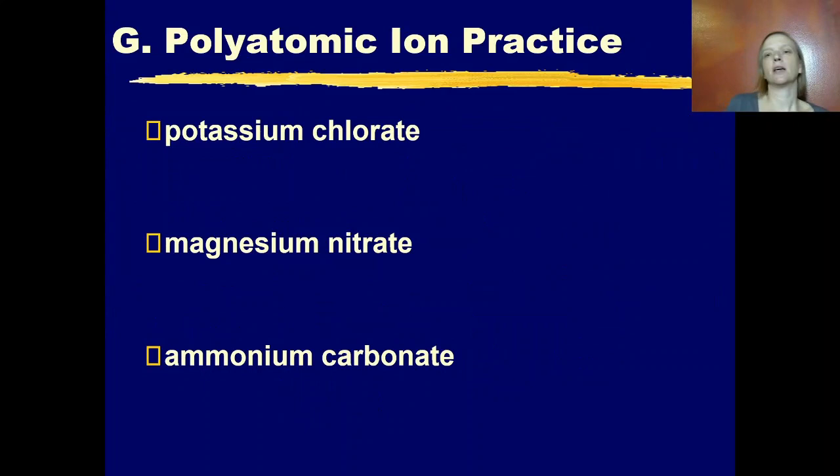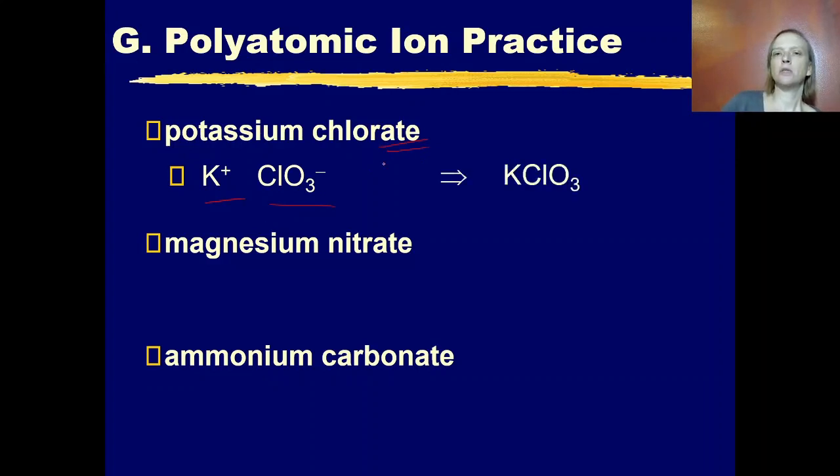So let's try some of these examples. Potassium chlorate, I have potassium ions and chlorate ions. Be sure you copy down the formula carefully off of the back of the periodic table. Make sure you're looking at chlorate, not chlorite. It's easy to make that mistake. And then those ions pair up in a 1-to-1 ratio, so this formula does not need parentheses, it's just KClO3, potassium chlorate.